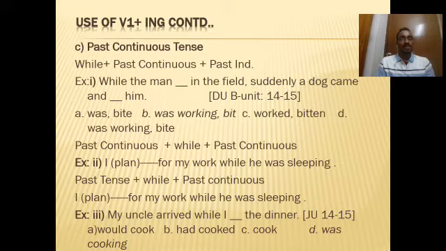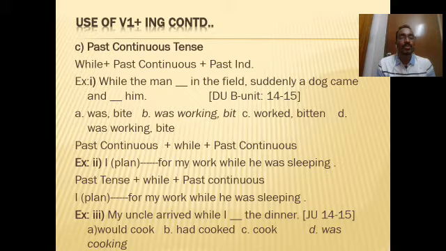Now, when do we use the past continuous tense? One thing I have discussed here is the use of while. When while is used as a conjunction in a sentence and it joins two clauses, in that case we can use the past continuous form. After while we use the past continuous, and the other clause may be in past indefinite. So this is the first one.